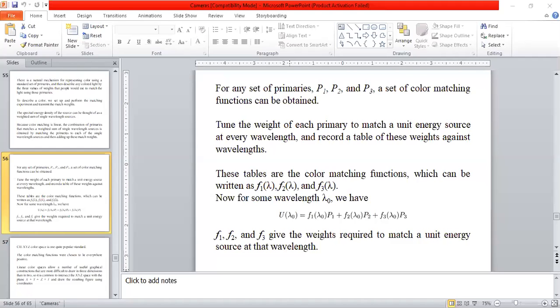Now if we want to represent the same mathematically, U of lambda naught, that is the test light, with lambda naught the wavelength of the light source, equals f1 of lambda naught P1 plus f2 of lambda naught P2 plus f3 of lambda naught P3. This is nothing but the same weighted primaries function, W1 P1, where instead of W1 we have f1. F1, f2, f3 are the weights required to match the source light at that particular wavelength lambda naught.